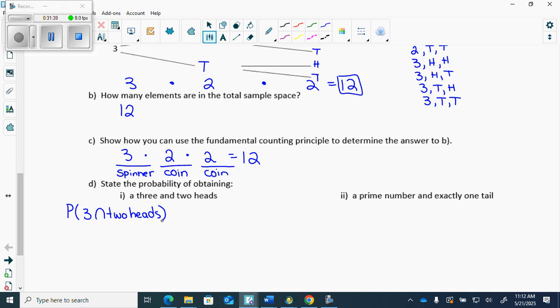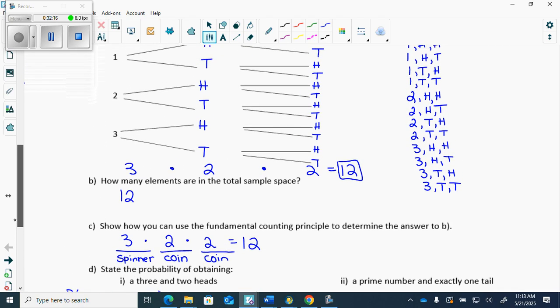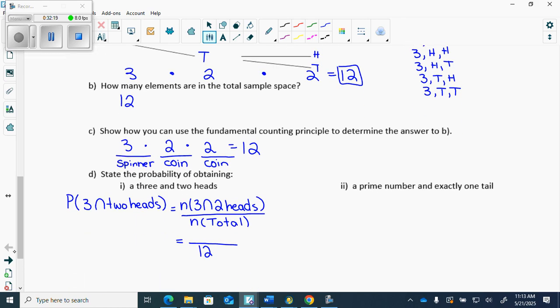Okay, so we want a probability of 3 and 2 heads. So on the top, we're going to have the number of 3 and 2 heads over the number of what? Total. So we know on the bottom we have how many? 12. And the top, we go look at our outcomes that we wrote, every single one instead of putting an arrow, and we count the number of ones that have a 3 and 2 heads. How many of those 12 outcomes have a 3 and 2 heads? 1. Done.